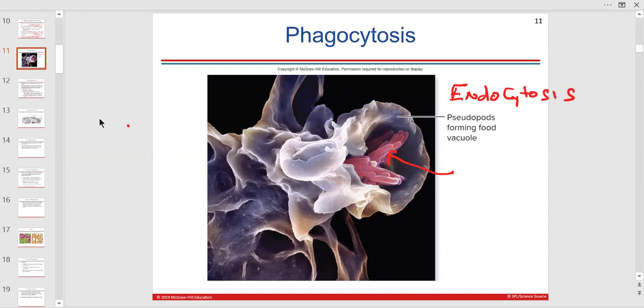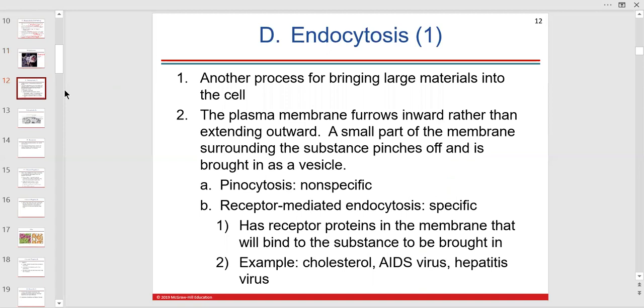Because there's going to be an exocytosis, especially in the nervous system, where the cell stores something and it spits it out of a vesicle. It's like the opposite of endocytosis. Yeah, there it is. Endocytosis. And that's really what phagocytosis is.